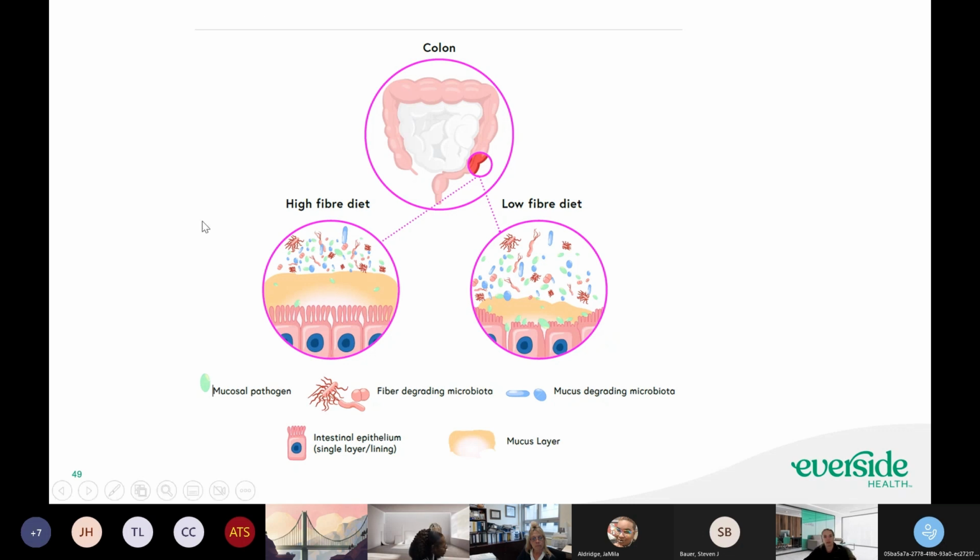So here's your mucus layer that we talked about earlier. With low fiber diets, you see that degradation in the mucus layer, and these blunted cells are more likely to let bacteria go through. One of the big things to help improve gut health and gut resistance, and decrease that leakiness, is a high fiber diet.